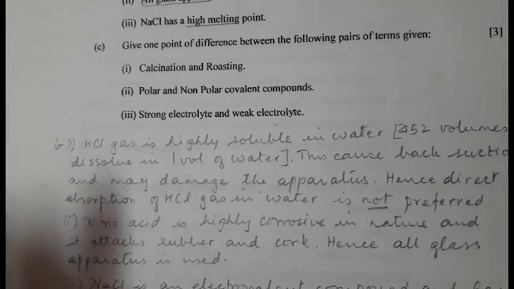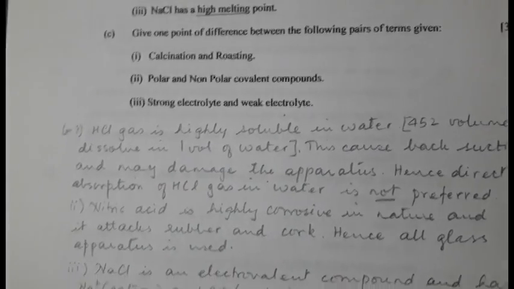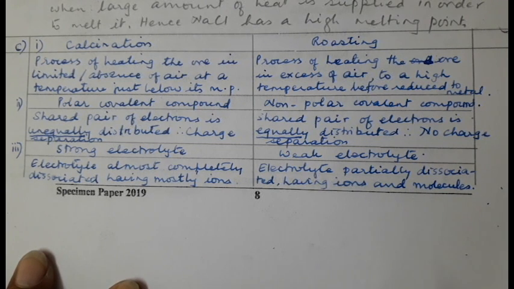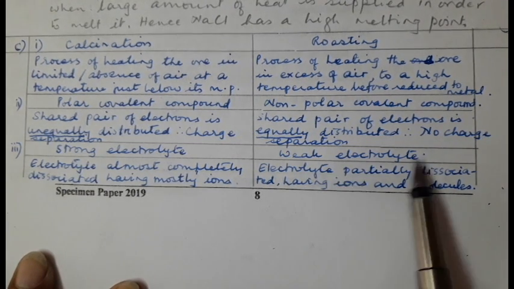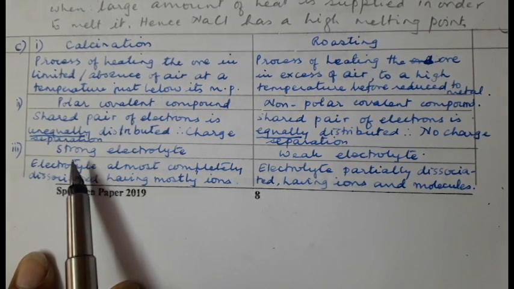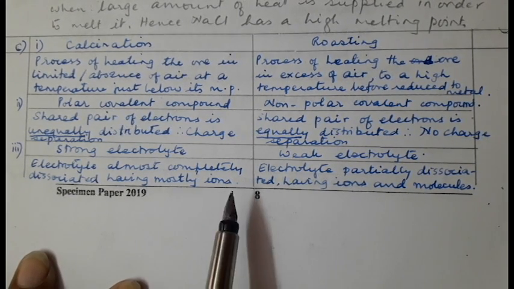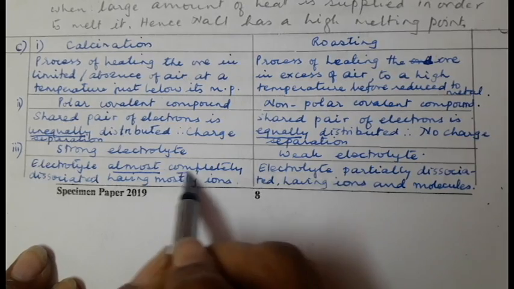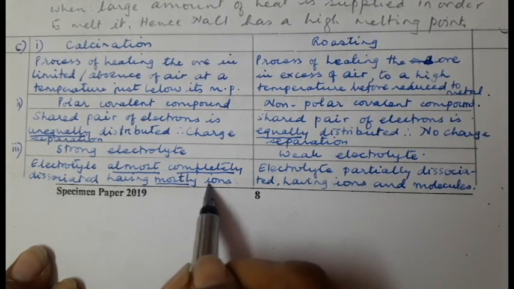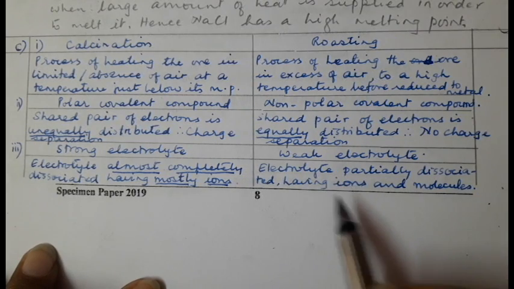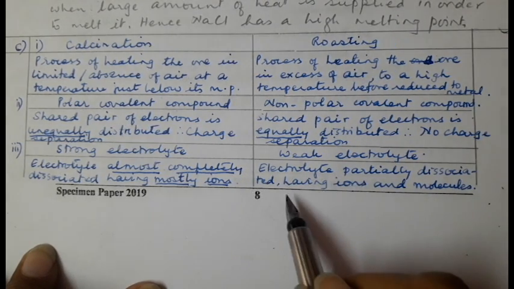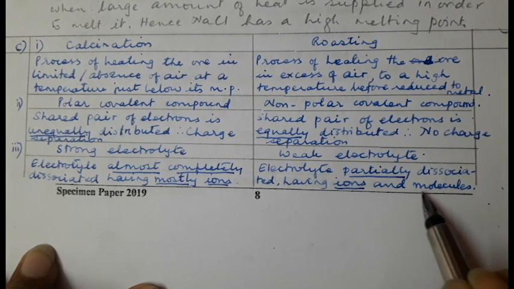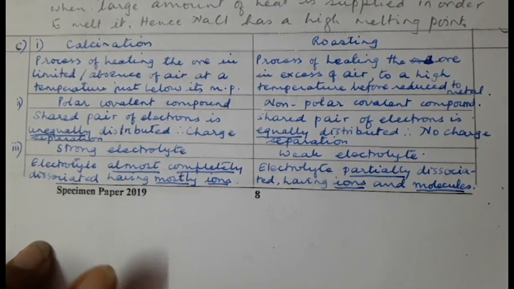We come to the last question: strong electrolyte and weak electrolyte. Again, we go back to the columns. Strong electrolyte, weak electrolyte, write in two columns. Strong means it will have mostly ions, so it is almost completely dissociated. These are the keywords. Whereas a weak electrolyte is partially dissociated. The keyword here is partially, and so it will not have all ions. It will have ions and molecules. That makes it a weak electrolyte.